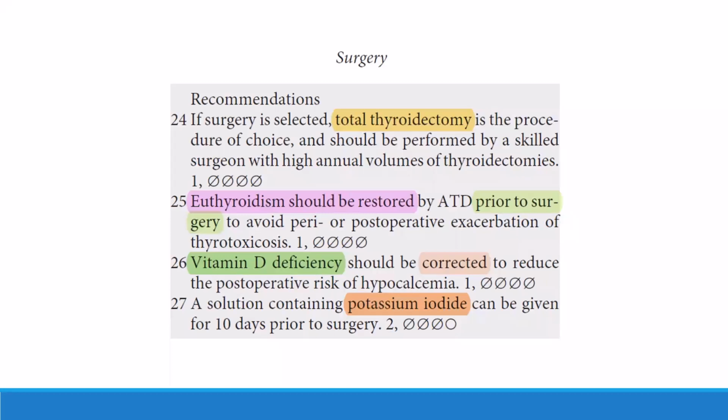Also, a solution containing potassium iodide can be given for 10 days prior to the surgery to decrease thyroid vascularity and decrease thyroid hormone.